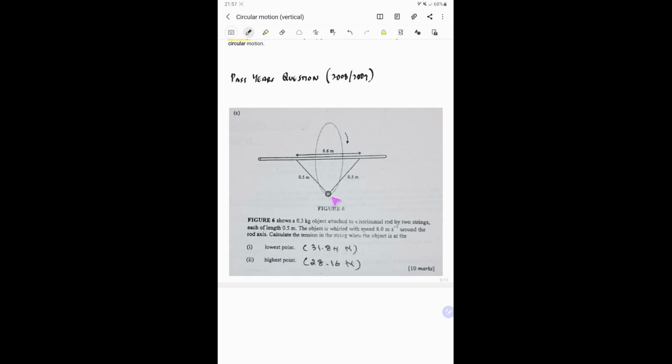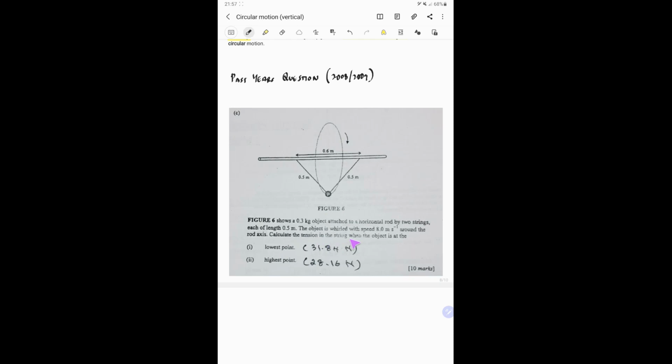Now this is an object attached by two strings connected to a rod, and then the object just rotating to be like this. So we can see the circle not just on vertical, isn't it? So we are talking about a vertical circular motion. Okay, all right. So each length of the string is 0.5 meters. The object is swung with speed of 8 meters per second. The speed given already, tangential speed around the root axis.